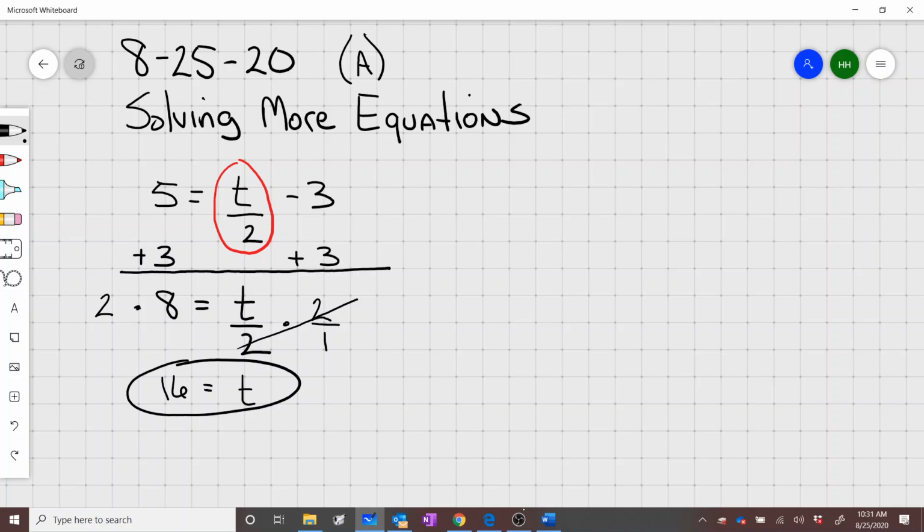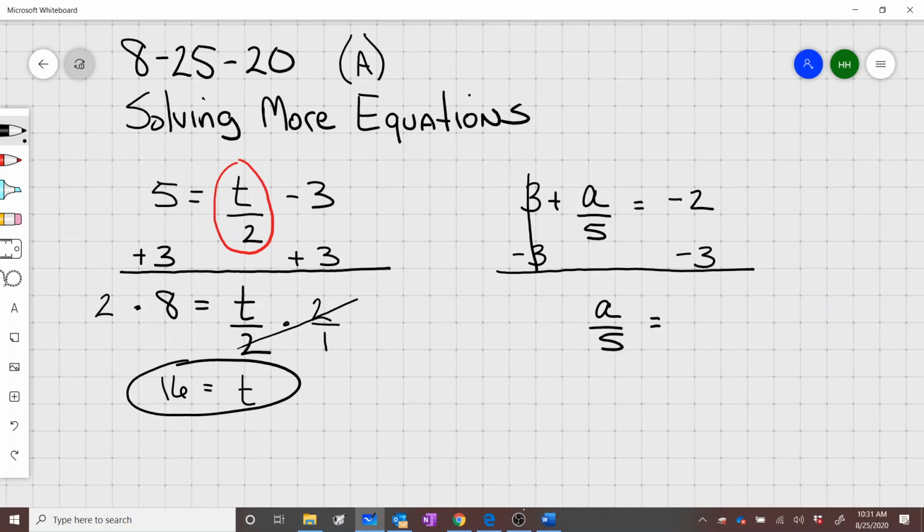Alright, so if we had one that looked like, let's say that it was 3 plus a over 5 equals negative 2. We're trying to get a over 5 by itself. So this 3 on the left is positive, so we can subtract 3 from each side. These 3's cancel out, right? And this a over 5 drops down, so we get a over 5 is equal to negative 2 minus 3.